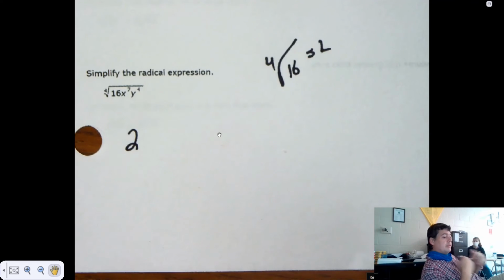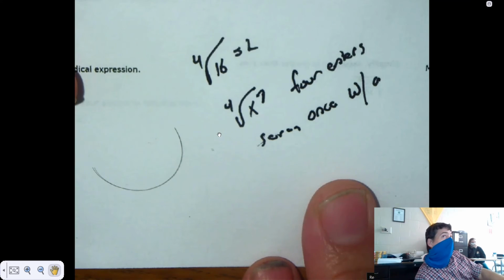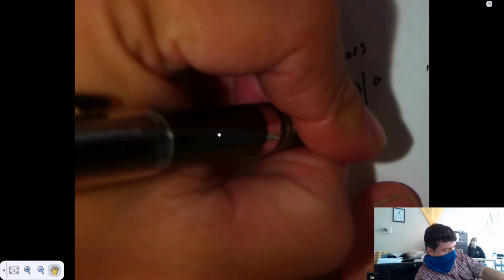All right, we're moving on now to that piece with x's. Aaliyah, how many times does 4 enter that 7 on the x? Once. All right, I guess some of us are still struggling with this, so I'll put some words down here. 4 enters 7 once with a remainder of what? 3. So, the 4th root of x to the 7th, and in Algebra 2, you could have written this, and I wouldn't have had a problem with it.